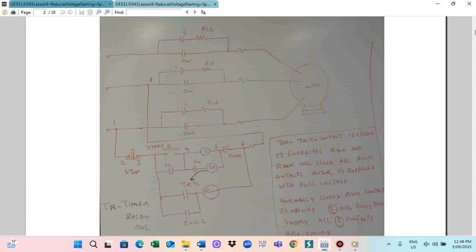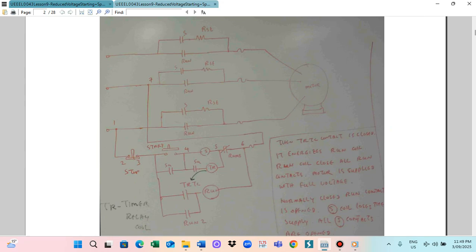At the time of starting, all the running contactors must be open and the starting contactor S must be closed. Then when the motor starts, S must be open and run must be closed, so the motor will get full voltage. These control circuits perform this function. When we press the starting switch, there is the stop switch, the 2, 3, and this is the start switch.